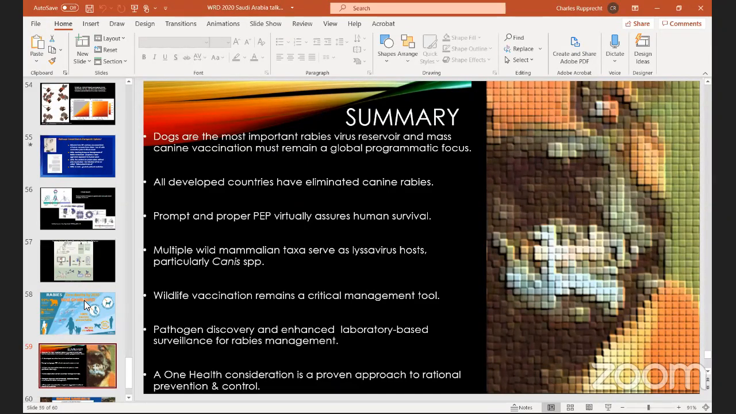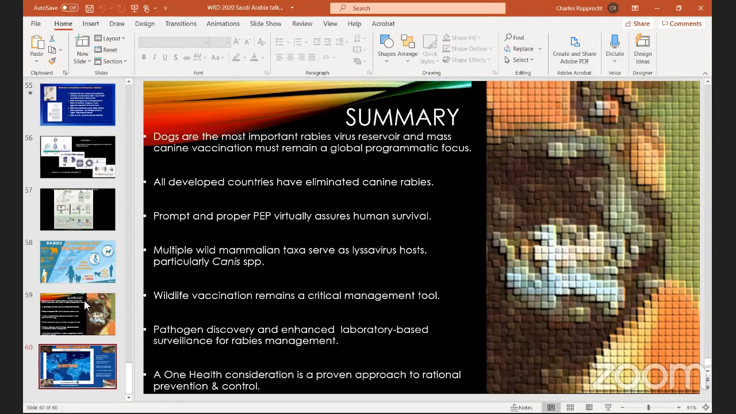Pathogen discovery will continue to find new lyssaviruses that are out there, as well as making perhaps lyssavirus as opposed to rabies virus-based vaccines sometime in the near future. And of course, the bottom line is a One Health approach. It's not just human health, it's not just animal health or environmental health. It's the superimposition of all these transdisciplinary expertise that's going to move towards the 2030 rabies elimination.